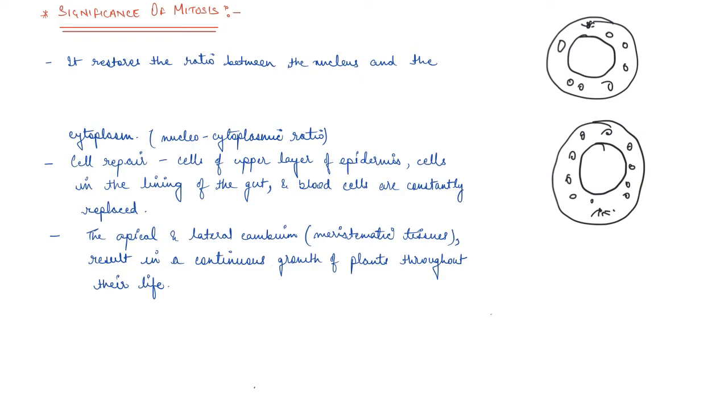Also the mitotic divisions happen in the meristematic tissues. If you see the apical or lateral cambium, the meristematic tissues, all these result in a continuous growth of plants throughout their life, and they follow the principle of mitosis. They divide through mitosis. So guys, these are the major significances of mitosis, and it plays a very important role in all the important processes of the body, right? With this, we have finished mitosis. We have covered all the stages of mitosis.